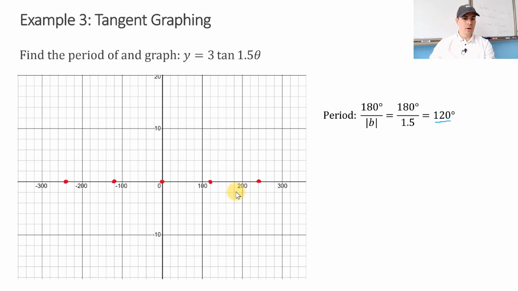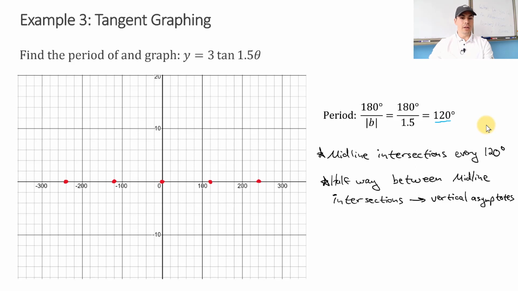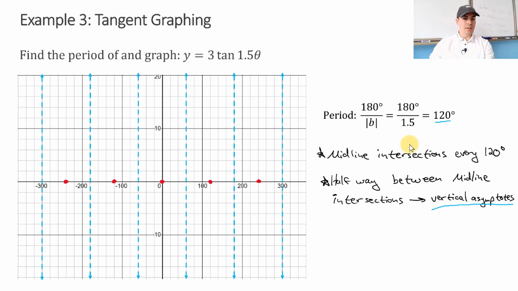So I've got 0, 120, 240. I've got 0, negative 120, negative 240. So every 120 degrees, we are going to have a midline intersection. All right. Now, halfway between those, instead of having a maximum point, we are actually going to have vertical asymptotes. So at each one of my halfway points in between each one of these midline intersects, we are going to put a vertical asymptote.